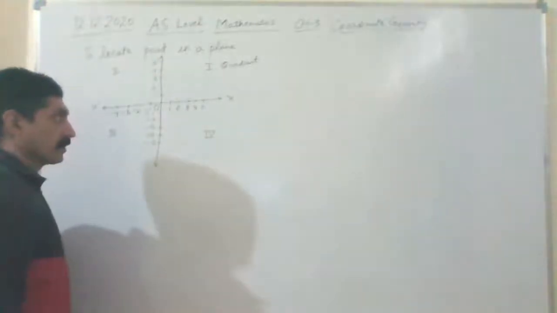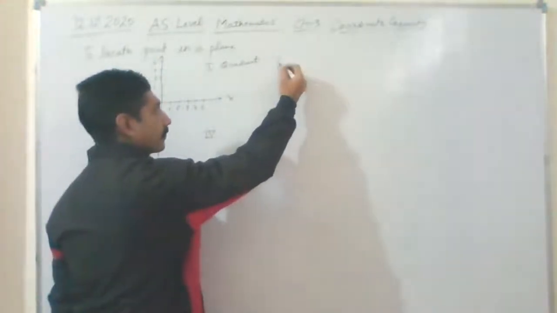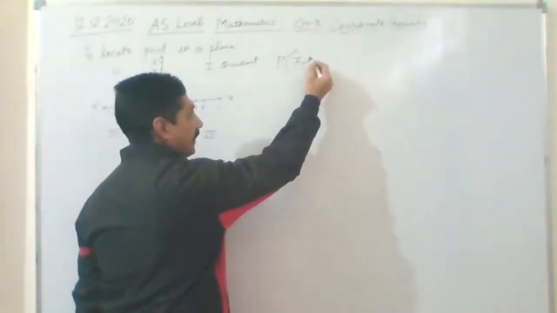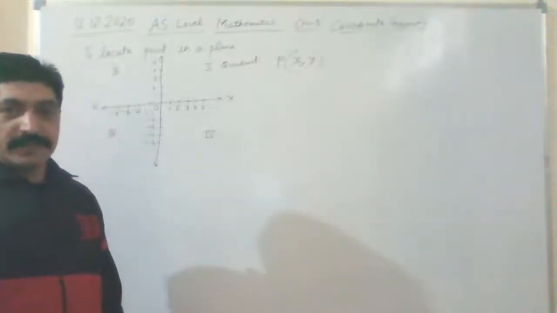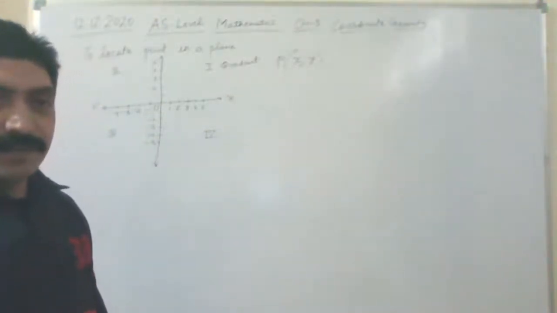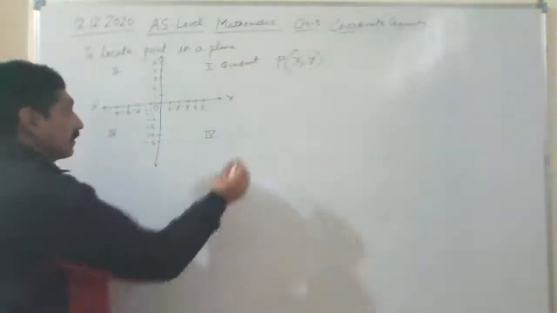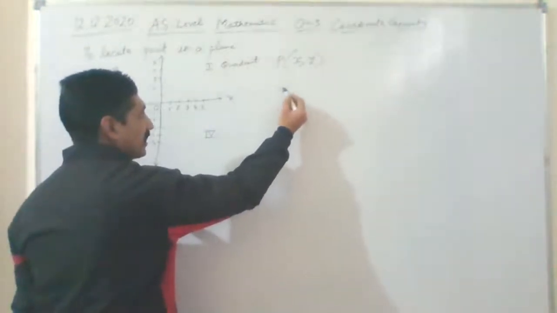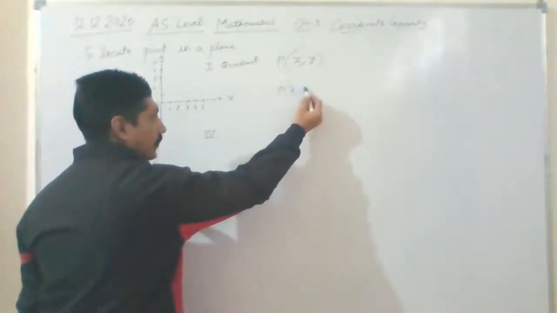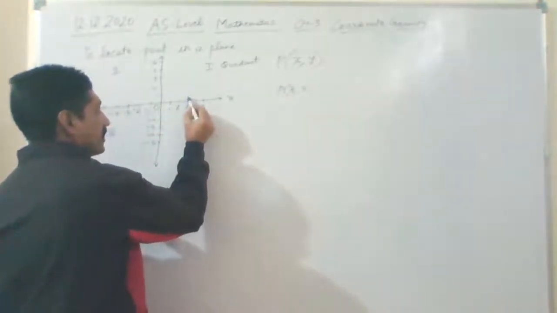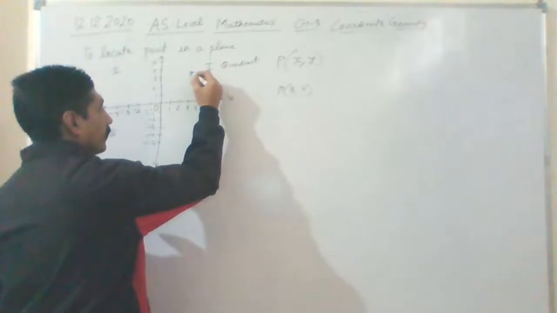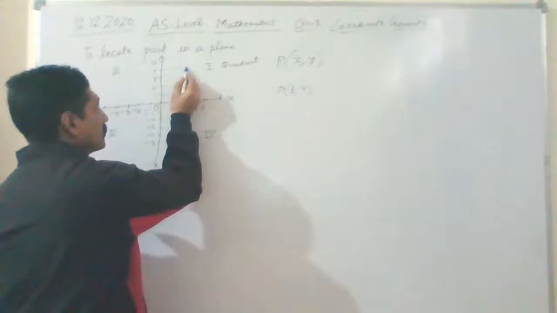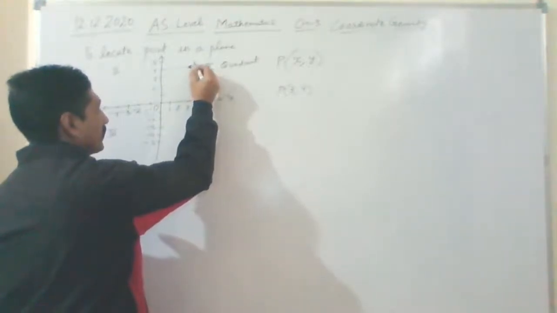So if any point P is denoted by x, y, these are the abscissa and ordinate, right? Suppose here the point P has x as 3 and y as 4. So x is 3 units here and y is 4. This is the point P here.